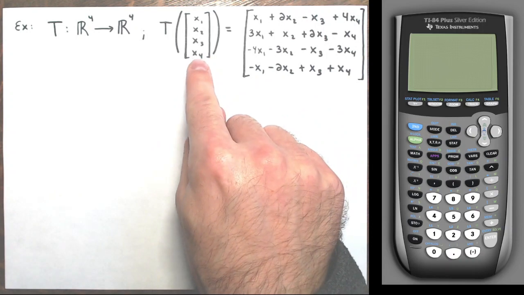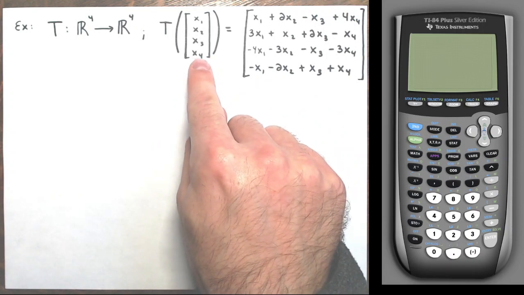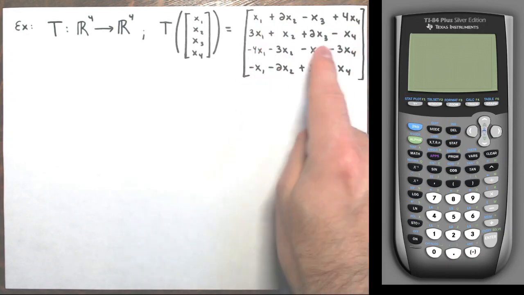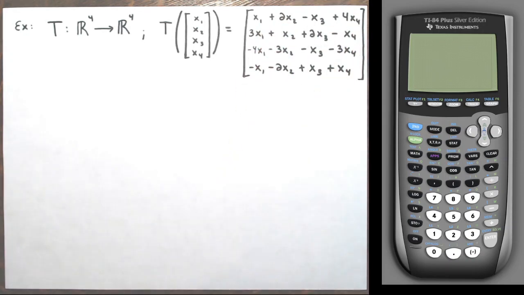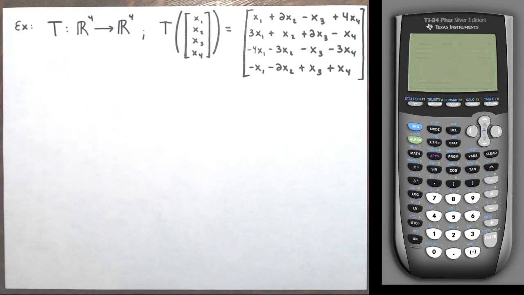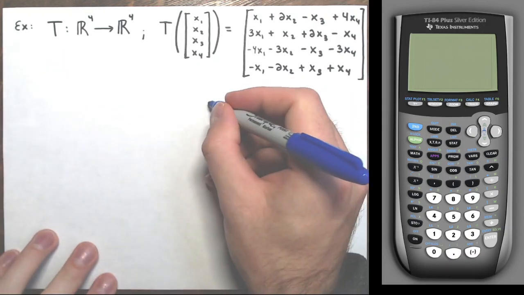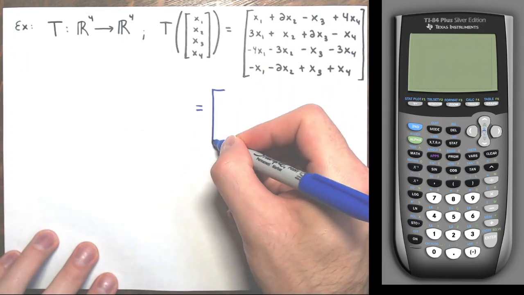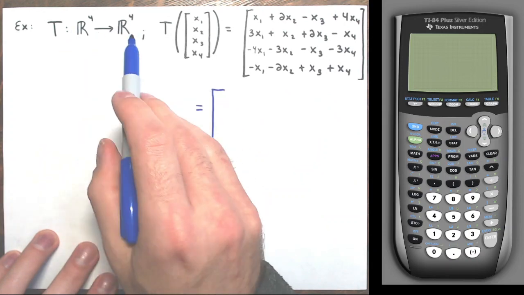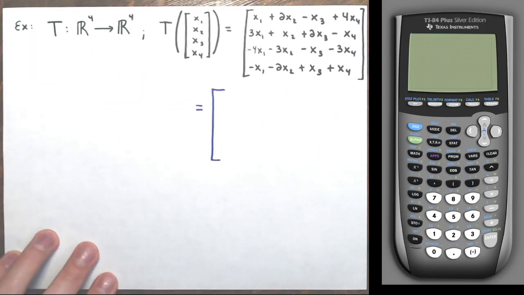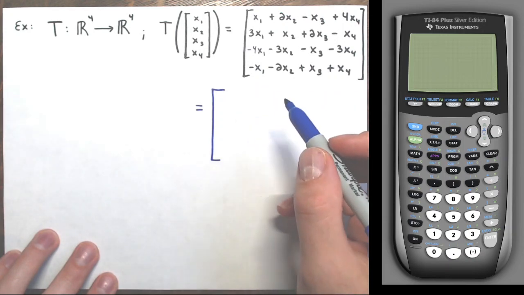So it takes an input from R4 here, a vector with 4 components, and the output is another vector with these 4 components, right? So again, this is a linear transformation. So I should be able to express the output vector here as a matrix, and it'll be a 4 by 4, right? It's the dimension of the codomain by the dimension of the domain. That'll be the size of your standard matrix for a linear transformation.